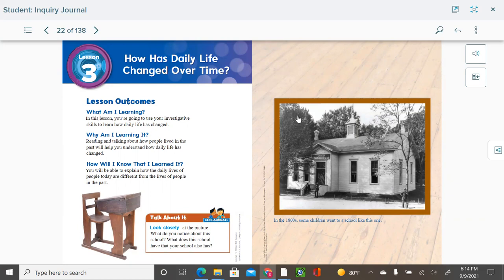So in this lesson, you can see in this picture, for example, in school, look at the desks. I can tell that this is something that happened long ago because nowadays we have different tables, different chairs, and colorful and even not attached like that. Also schools, if you look at the building, in 1800, some children went to school like this one. So it was just a small building. All right. Let's go for the next page.